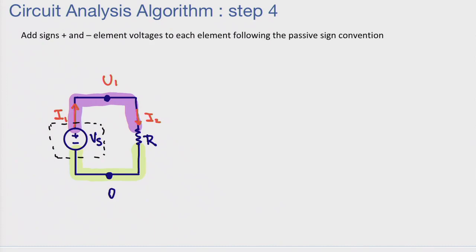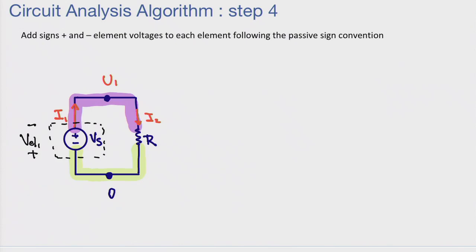Given the current, what did we say? That the current goes into positive and out negative. So how does our plus minus, our passive sign convention, go here? The minus on the top, plus on the bottom. Oh, but that's different from what we had there. Yeah, because we committed with the current going that way, and now we have to stick to it. Okay.